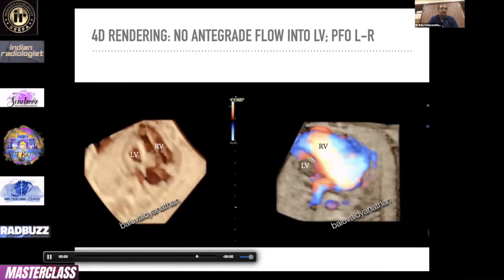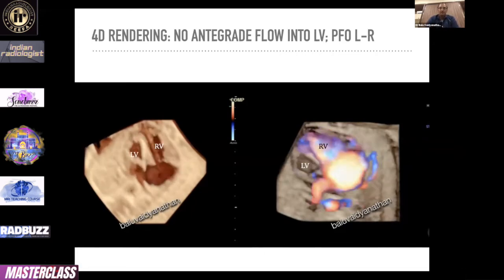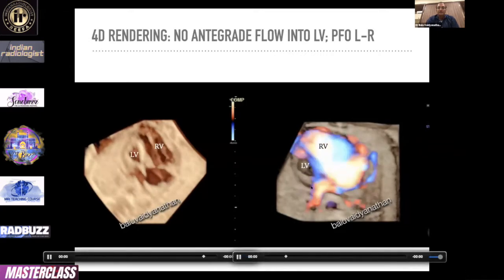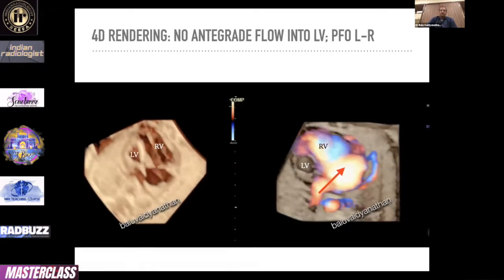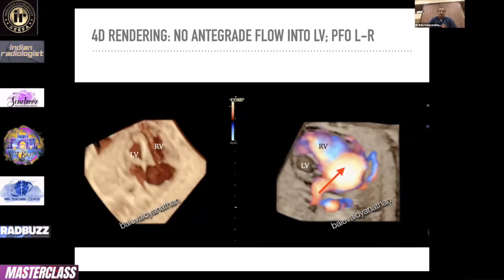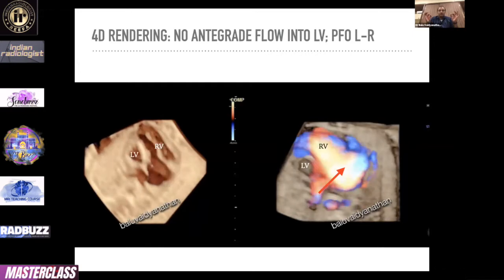The foramen ovale is open, and you can see the flap is facing towards the RA. When you look at the color flow, there is absolutely no filling of the LV. The whole blood goes to the right, across the foramen ovale into the right atrium and then to the right ventricle.